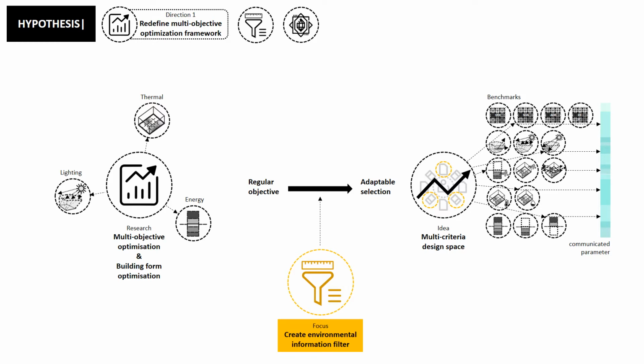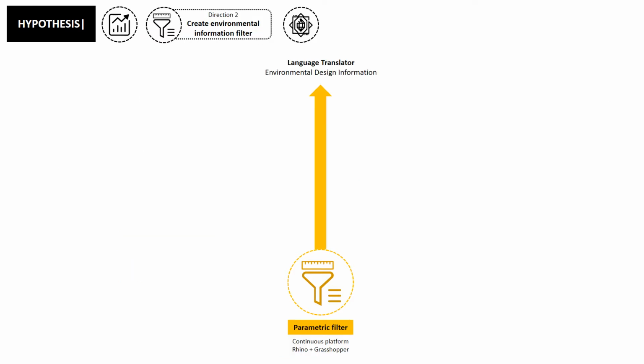Firstly, we define the integrated information program, which should be based on the multi-criteria design space theory rather than multi-objective optimization framework, which only has regular evaluation targets and limited objectives, like lighting, thermal, and energy stability. Secondly, create environmental information filter to evaluate essential parameters by following the project requirements and reference benchmarks.